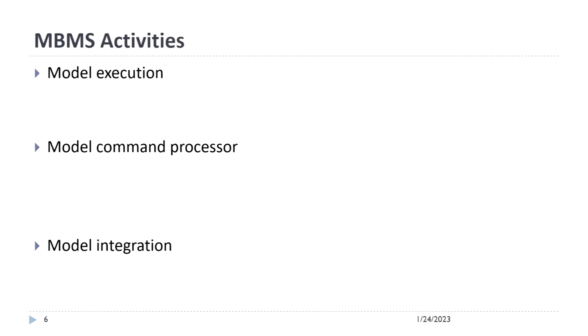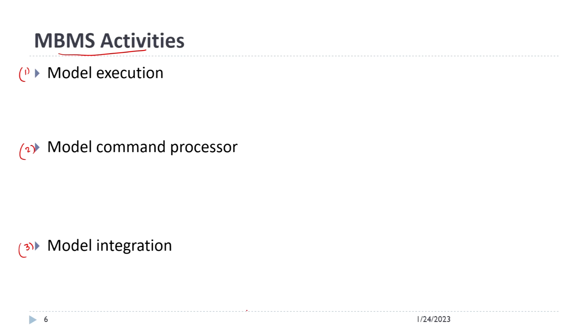So, now let us look into the next slide, which we call the MBMS activities. Okay. Now, what are the major activities? For us, there are three major activities. Model execution number one, then model command processing, and the third one is model integration. Okay. So, what are each one of them? Let us take a look into it.